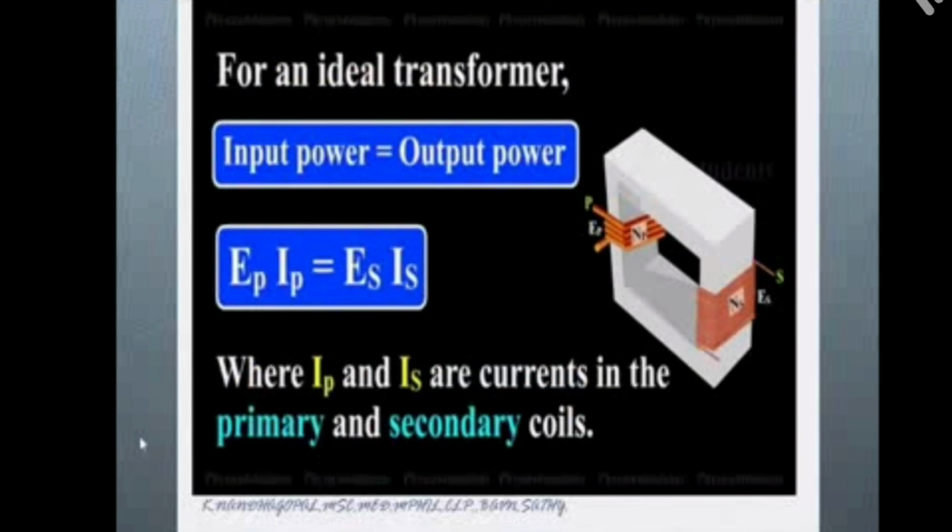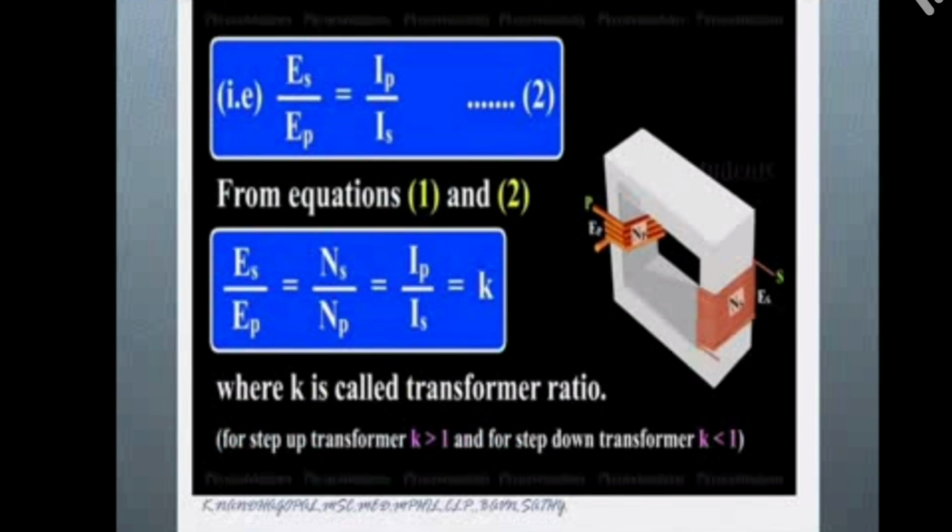So for an ideal transformer, input power is equal to output power. EP IP equals ES IS. That is power, P equals V into I. Here EP and ES are the potentials, where IP and IS are the currents in the primary and secondary coils. Input power equals output power only for the ideal transformer.